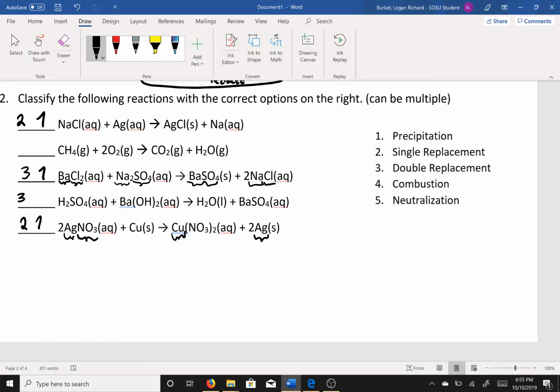Now, combustion, we can tell it's a combustion reaction because a combustion reaction always has the same products. It's always going to be CO2 and H2O every single time. So here on the right in number 2, we see CO2 and H2O. Therefore, it is combustion. None of the other ones have that. It's always going to produce CO2 and H2O.